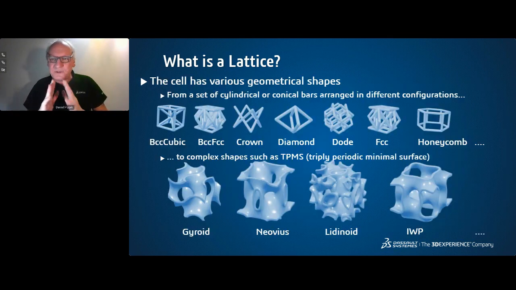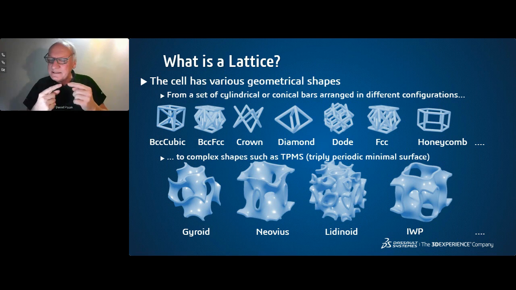What is very important is that a lattice is not made only with simple elements such as cylinders or cones. It can be, and I show just here some examples of so-called BCC, cubic, BCC, FCC, crown, diamond, dot. You are probably more familiar with honeycomb. There are many others. So this is the type of pattern or cell that we can replicate.